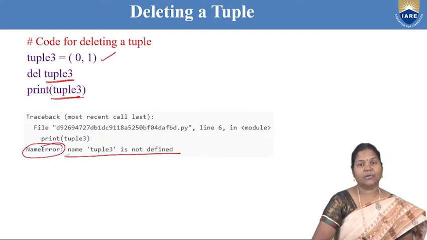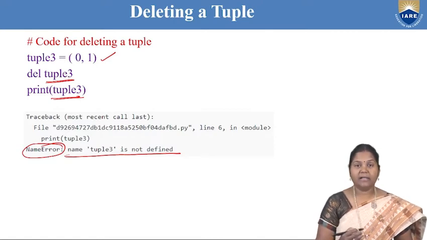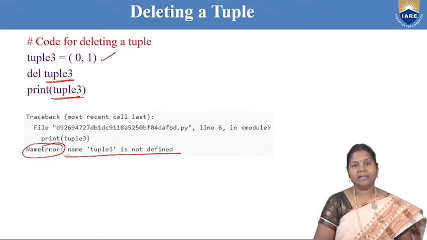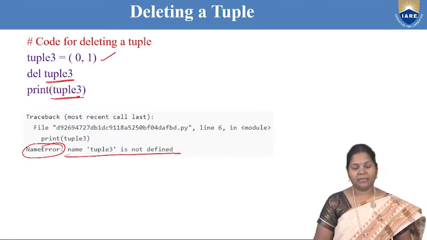This type of error is called name error because the name tuple 3 doesn't exist anymore. There are several types of errors given in Python: name error, index error, key error, attribute error and so on. Here it indicates that the object name tuple 3 doesn't exist. That's why it is a name error, it is not defined, and you are getting the error.